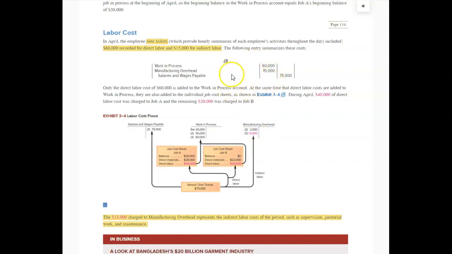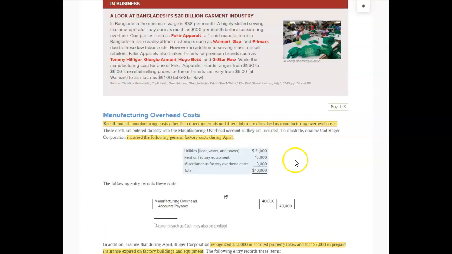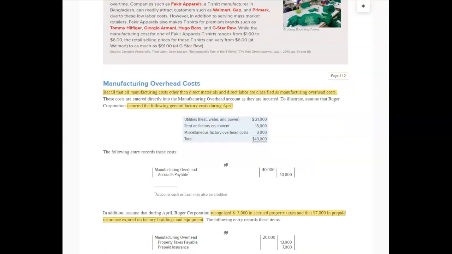So here's the entry. Debit work in process, I'm going to call it inventory, $60,000, total direct labor. Debit manufacturing overhead, $15,000, indirect labor. And then we credit salaries and wages payable, $75,000. So this is how to get the labor cost attached to the correct places, all this labor cost we are incurring in production. Now, overhead.